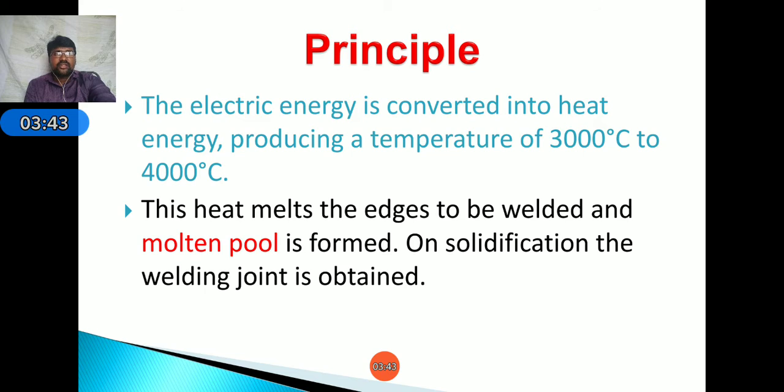Next, this heat melts the edges to be welded and a molten pool is formed at the junction. Due to the application of heat, the work pieces convert into a liquid state, that is a fusion state, known as the molten pool. On solidification, the welding joint is obtained.